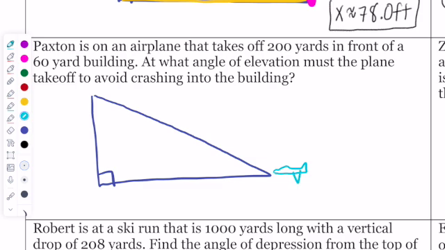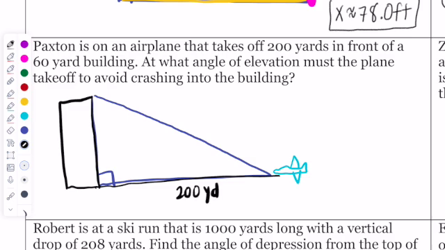But here's our plane. It's on the ground. It hasn't taken off yet. And it's taking off 200 yards in front of this building. So where's my building? I might draw my building right here. Here's my building. Okay? So this is like the runway. And it is 200 yards in front of this building. So obviously, I don't know about you, but I know that when I take off in an airplane, I do not want to hit a building. I want to avoid the building.